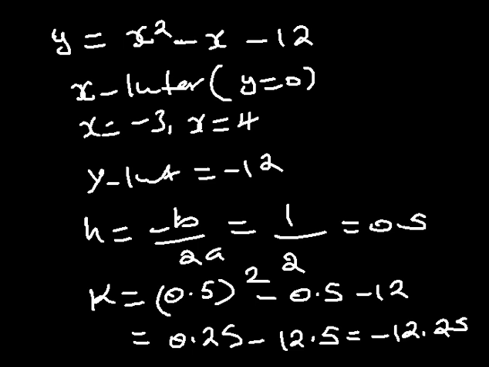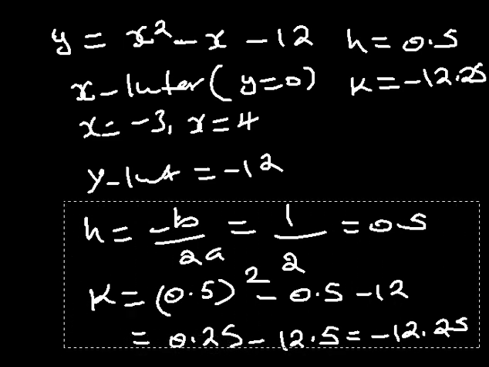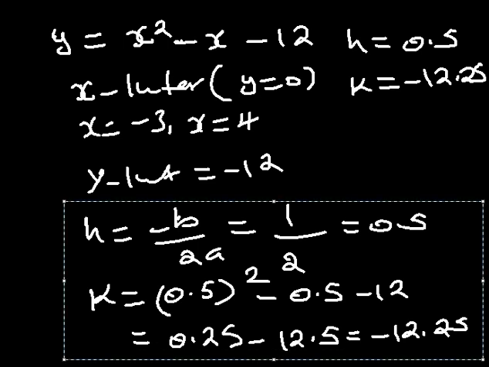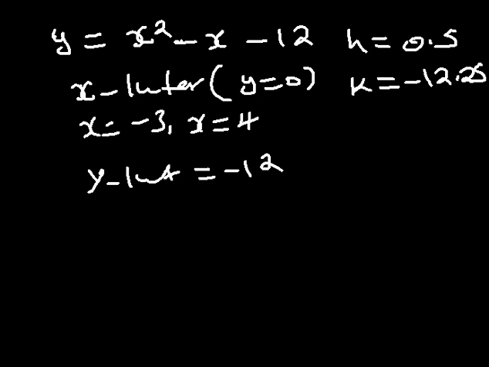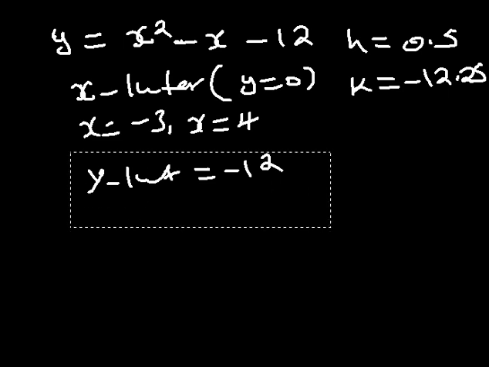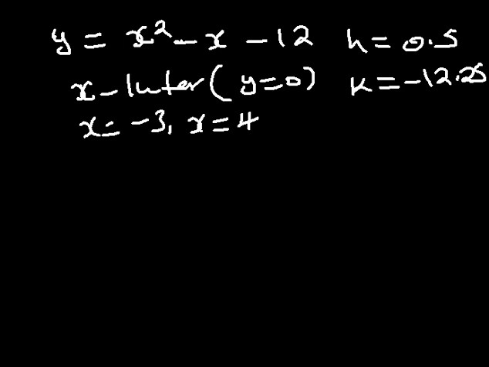So let me write them here. We have h, that is given as 0.5, and we have k that is given as negative 12.25. Now we have the full information that will help us to sketch the graph of this function.